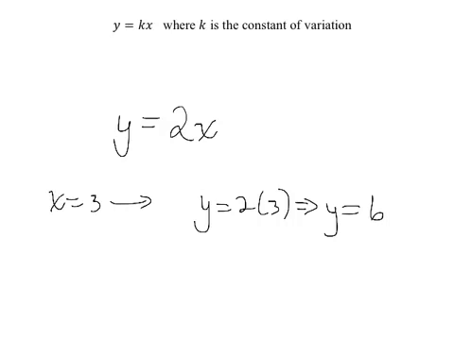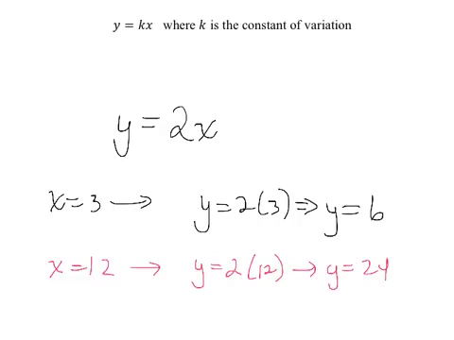But instead of x being 3, let's say that x becomes 12. Then we get y equals 2 times 12, which makes y equals 24. So what we'll notice is that as x increases by a given factor, a factor of 4 here, the y value also increases by a factor of 4. The last thing to note is that k, which we call the constant of variation, is really just a slope, just like the slope in y equals mx plus b form. This is our slope value here, a slope of 2.